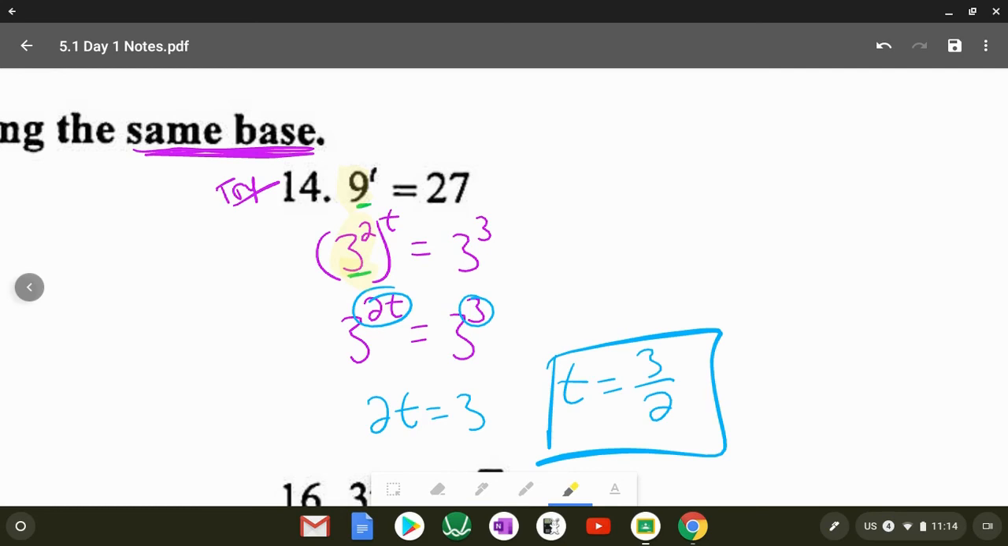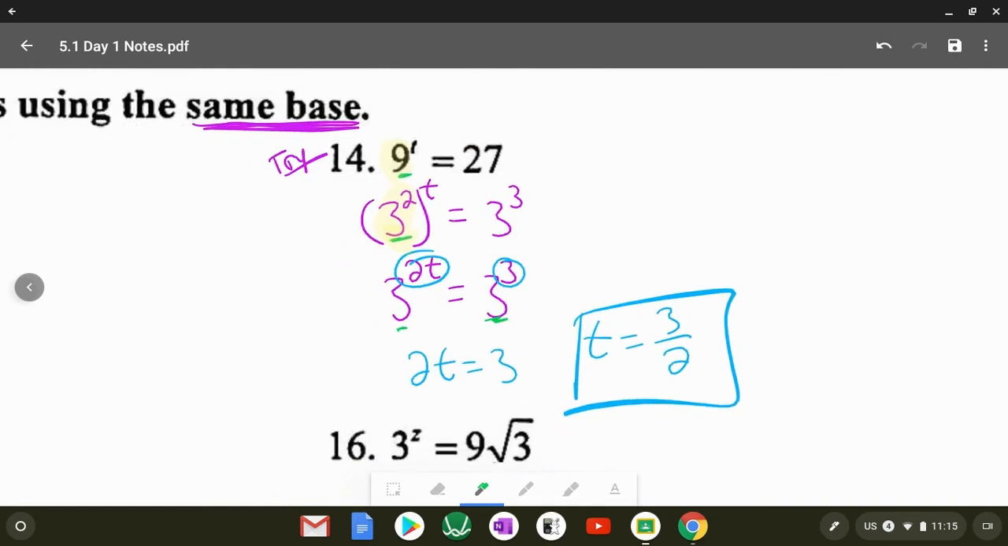And then again, we talked about power to power. So that left side is equal to 3 to the 2t because we're multiplying exponents. And then on the right side, we already said 27 was 3 to the third. And again, once we have those matching bases, we can set the exponents equal and finish solving that equation.